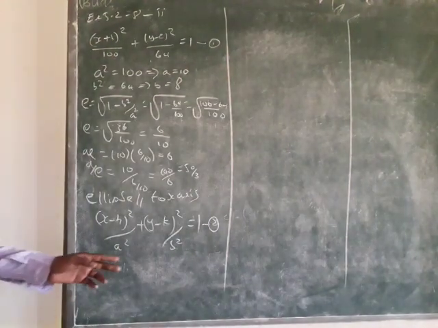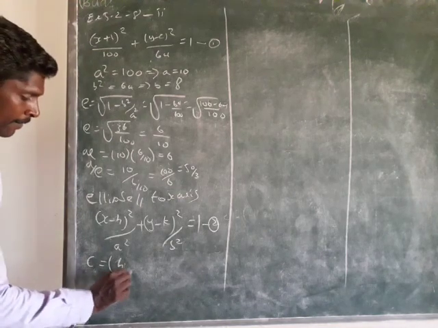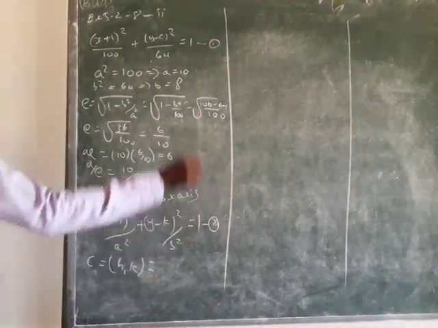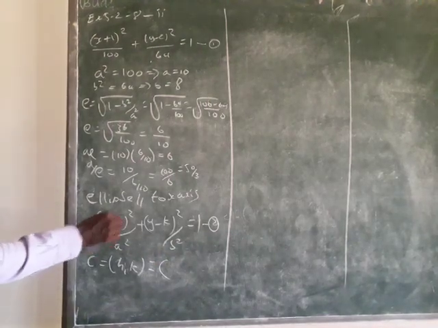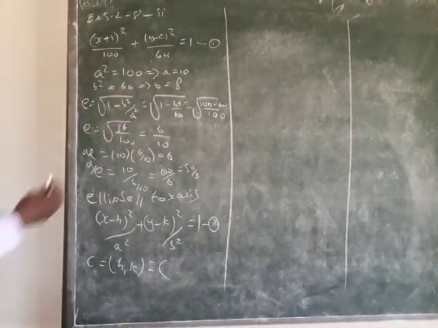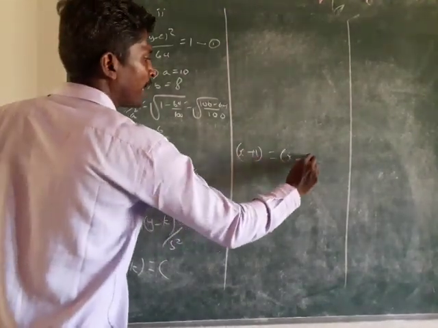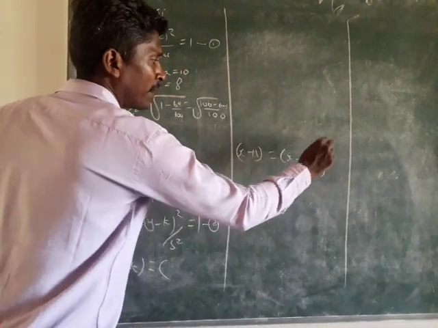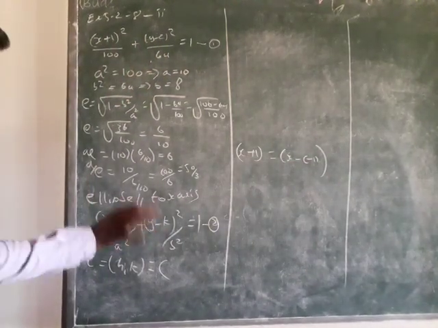Now compare equation 1 and 2, we come to the conclusion that the center C equals h comma k. So compare equation 2 and 1. Okay, simple idea. Here x minus h, here x plus 1. The x plus 1 we can write as x minus of minus 1. Don't worry about the minus and plus, it is simple.